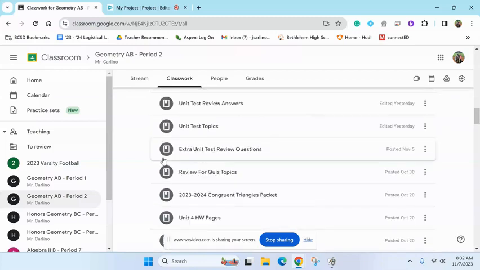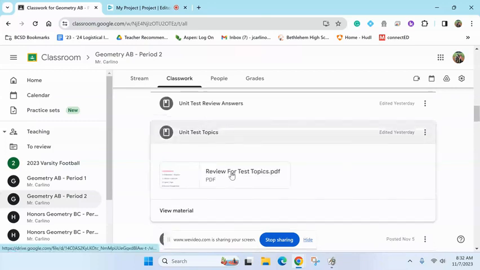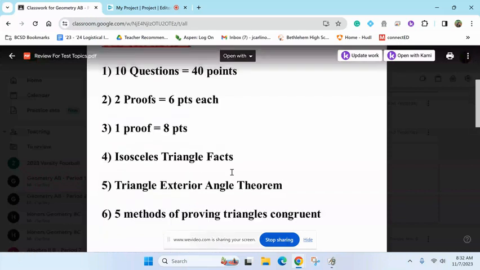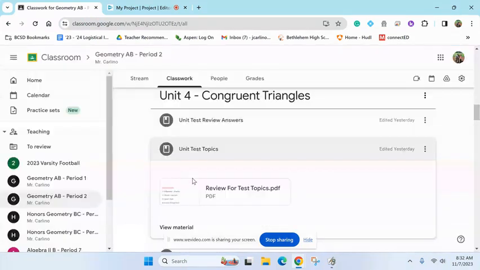And under Unit 4, you should see unit test topics. If you want to open that up right now so you can see exactly what I'm talking about. Okay, it says review for unit test topics. So that's what I'm going to go over now.